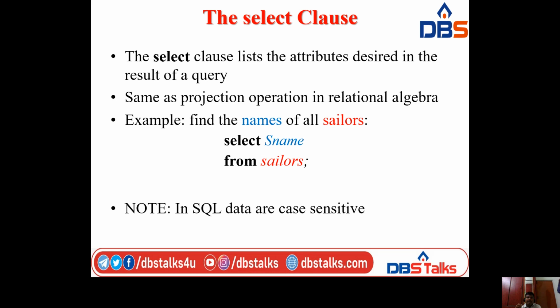The select clause. The select clause lists the attributes desired in the result of a query. It is similar to the projection operation in relational algebra, which we already discussed. For example, find the names of all sailors: select S name from sailors. It displays all the names of the sailors from the table sailors.